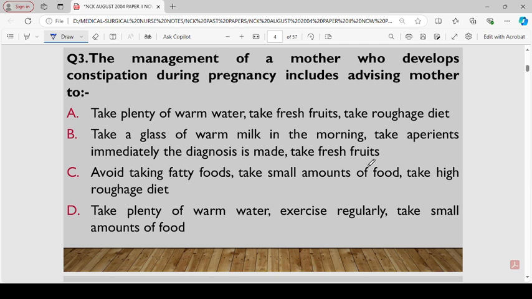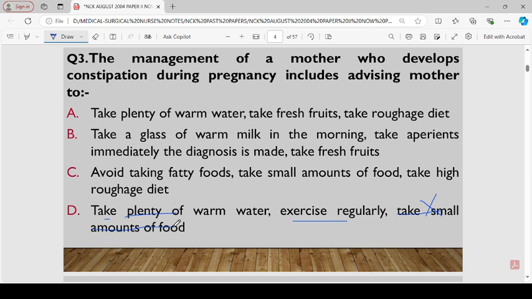The management of a mother who develops constipation during pregnancy includes advising the mother to... All right, let's start with option D. Taking plenty of warm water. Yes, that is correct. Exercising regularly. Yes, this one is also correct. But taking small amounts... remember with constipation, somebody is passing very hard stools. I don't know how taking small amounts helps. So this one does not have a direct effect, and this makes option D a wrong option.